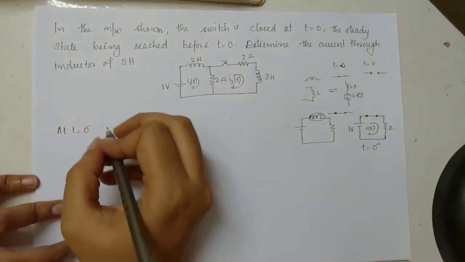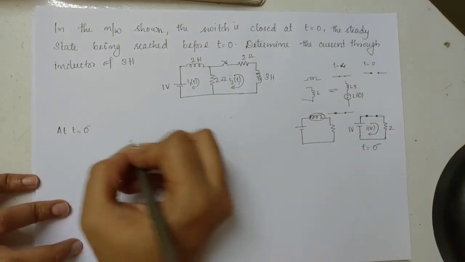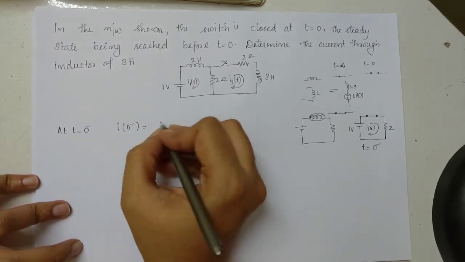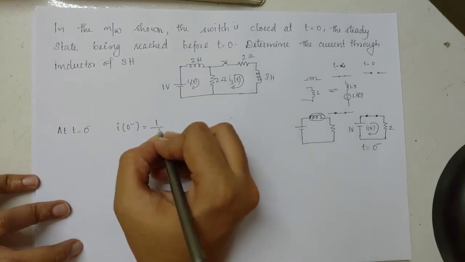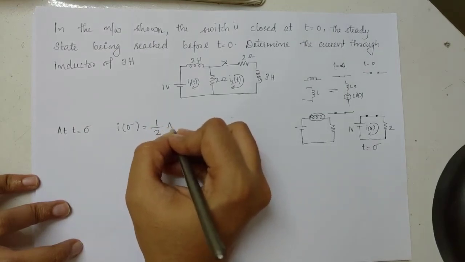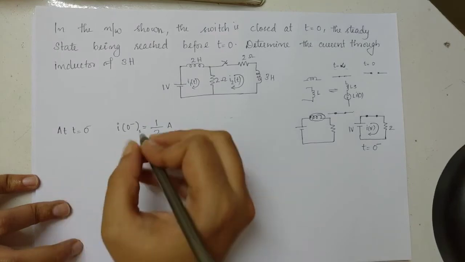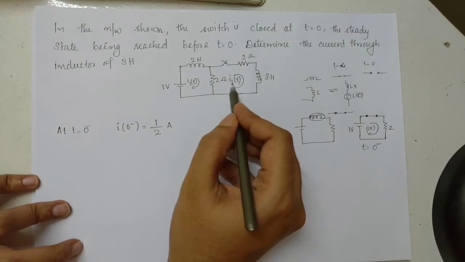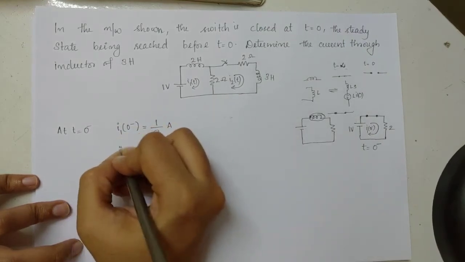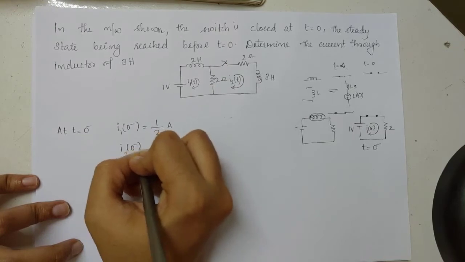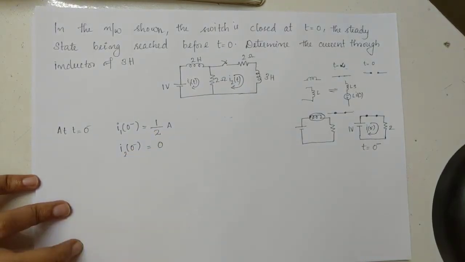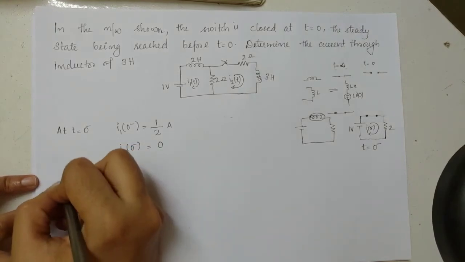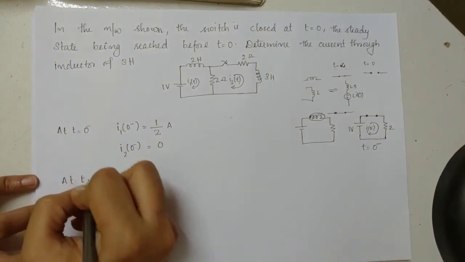So we can write I of 0 minus is V by R. V is 1 divided by R, which is 2, so 1 by 2 ampere. This is I1, and there is also I2. I2 of 0 minus is equal to 0.